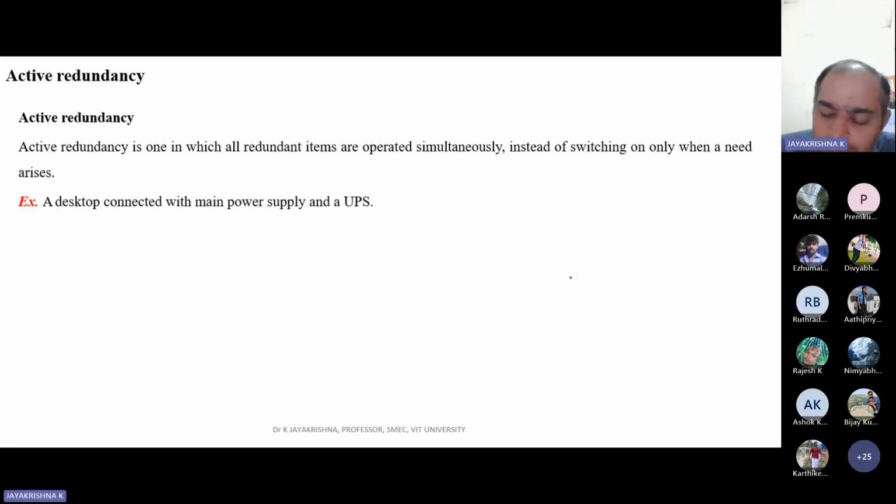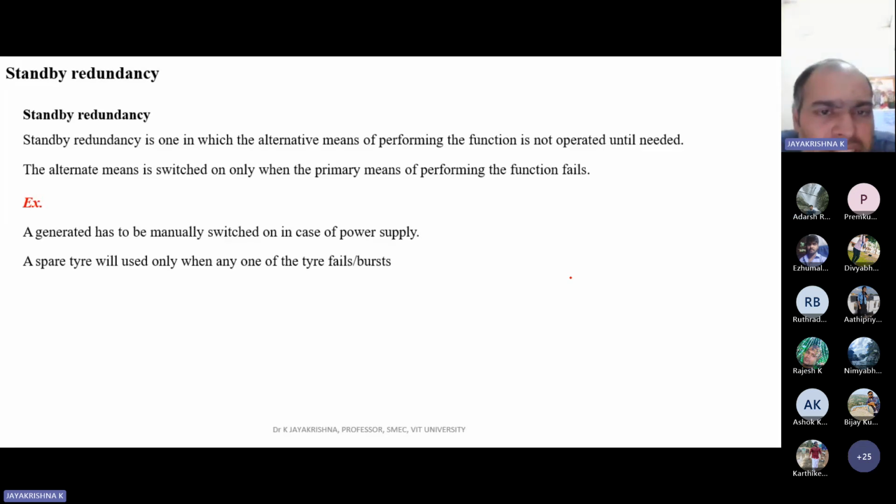Yes, sir. Okay. Next, what we call standby redundancy. Standby redundancy is what? There are two redundant items, but the second redundant item takes the position of the previous one, which is live. Here, the second one is going to be in standby mode. This is not live. Only when it is required, you are going to switch it on. So standby redundancy is one in which the alternate means of performing the function is not operated until it is needed. The alternate system is switched on only when the primary unit fails.